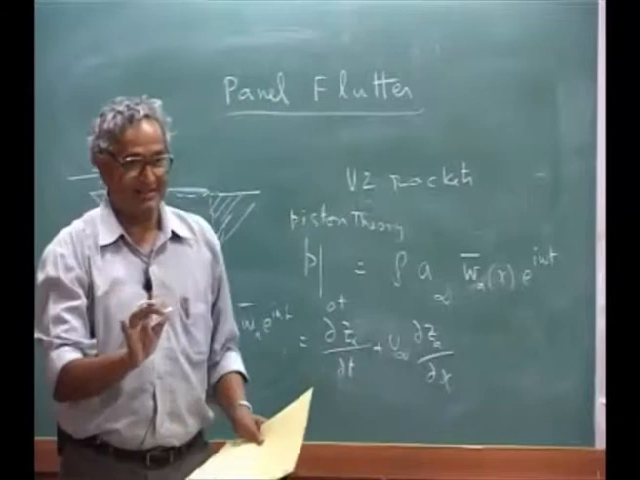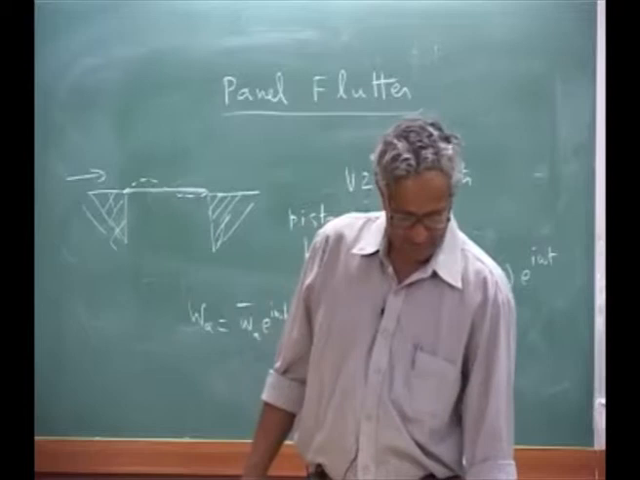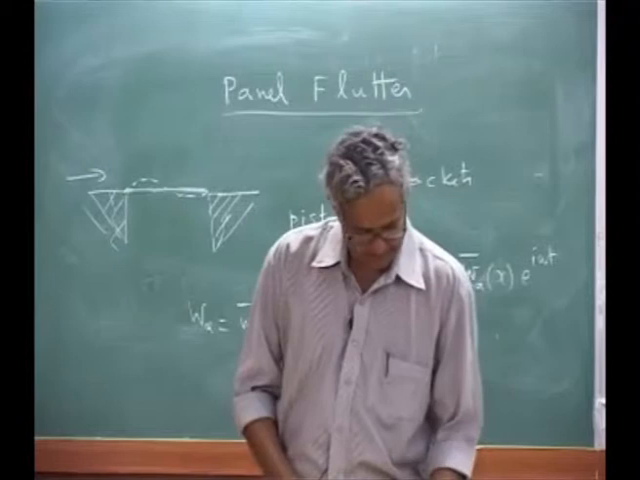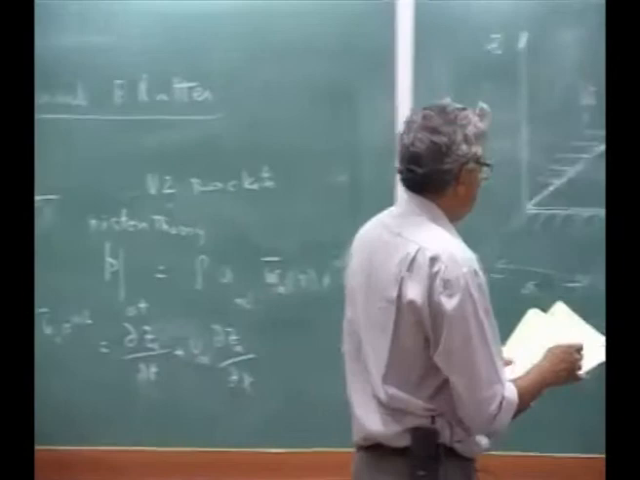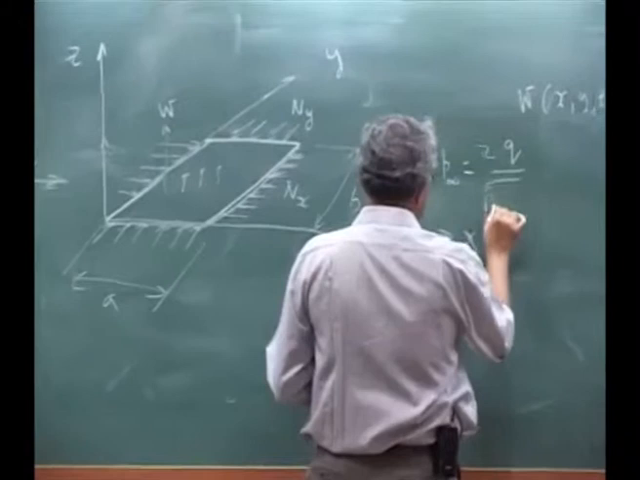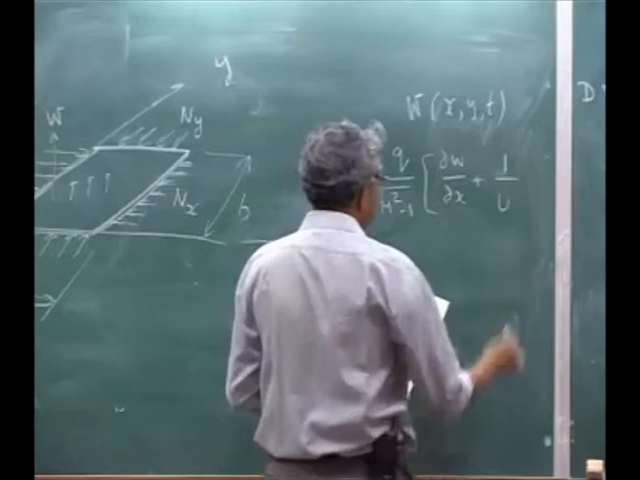Now this is where they use the piston theory. Then there were a lot of different approximations. So I will just give you a couple of equations which people have used, and that will give you some idea. What they did was P minus P infinity is, from square root of M square minus 1 into delta W by delta X plus 1 over U delta W by delta T.